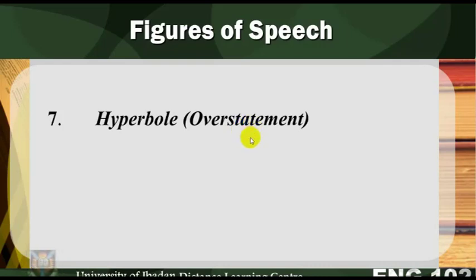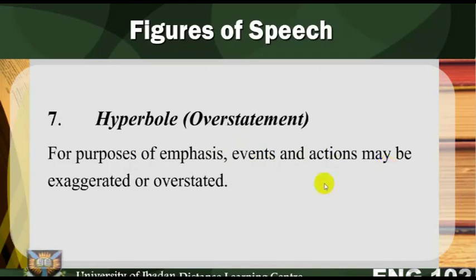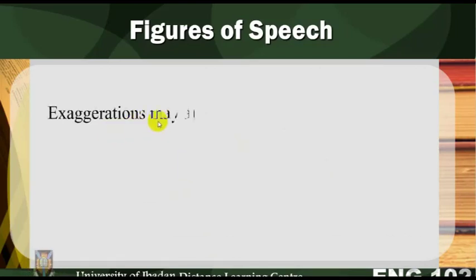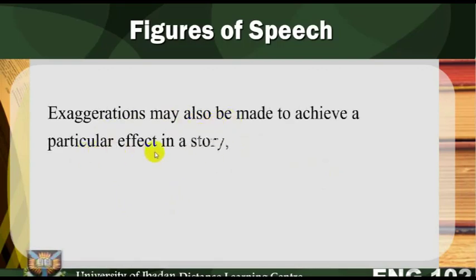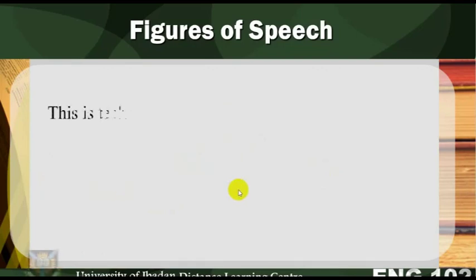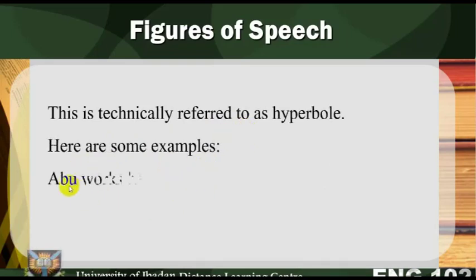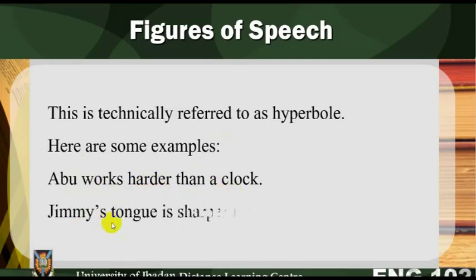7. Hyperbole. Overstatement. For purposes of emphasis, events and actions may be exaggerated or overstated. Exaggerations may also be made to achieve a particular effect in a story, e.g., to win a reader's sympathy. This is technically referred to as hyperbole. Here are some examples. A. Abu works harder than a clock. B. Jimmy's tongue is sharper than a razor.